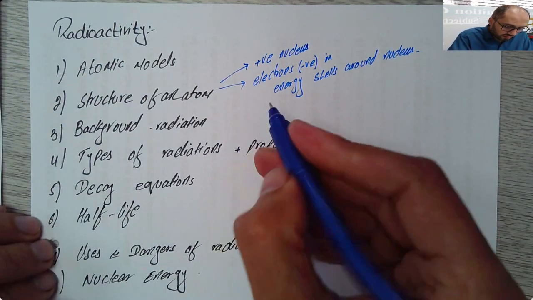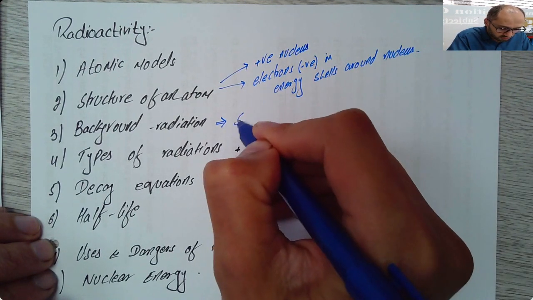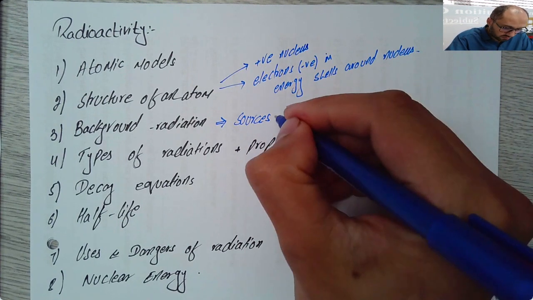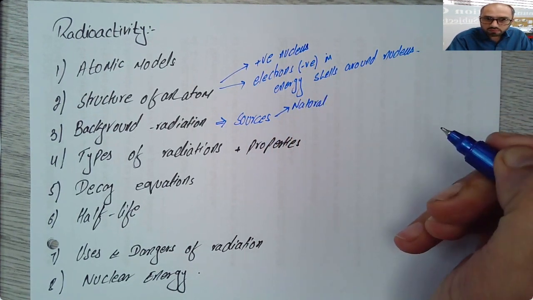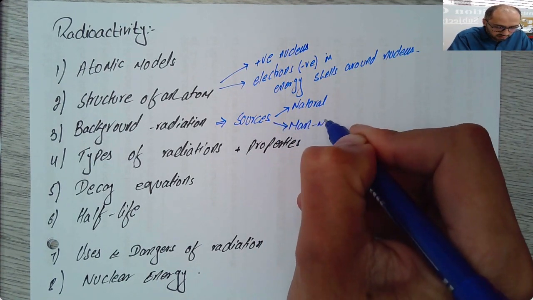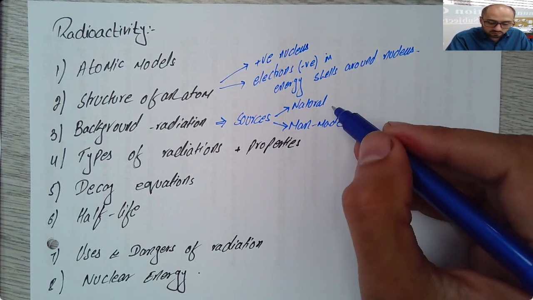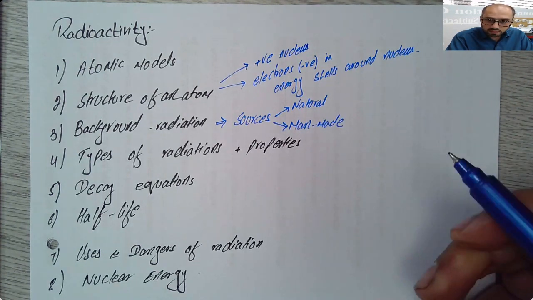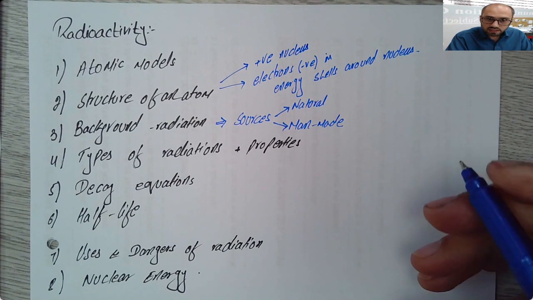You will need to know about background radiation. When it comes to background radiation, you will need to know about the sources of background radiation. You can say there are natural sources of background radiation, and then there are man-made. For example, when it comes to the natural ones, you can say from stars, from space, from radioactive rocks. When it comes to the man-made, we can say nuclear power plants, hospitals, and etc.